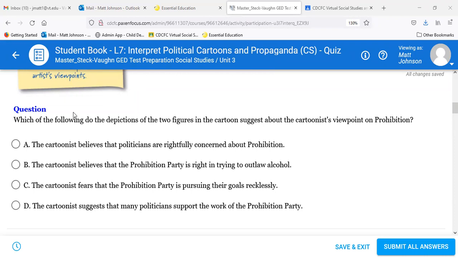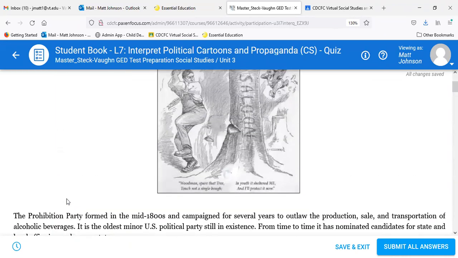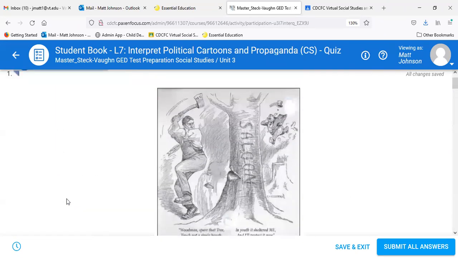B. B, yeah, B is a boy, right? The cartoonist believes that the Prohibition Party is right in trying to outlaw alcohol. You could really tell that, the way the woodman is in the foreground, that he's definitely taking a moral stance here. And that's, again, also how they draw the figures, right? That's something to take into account here.